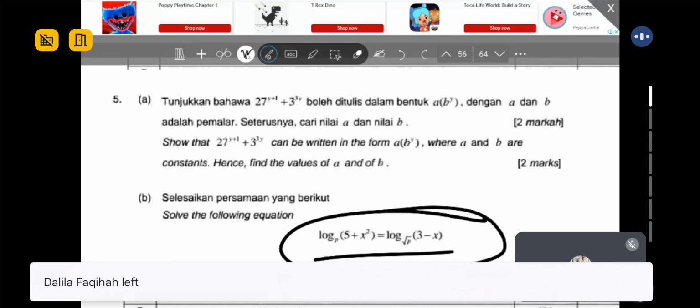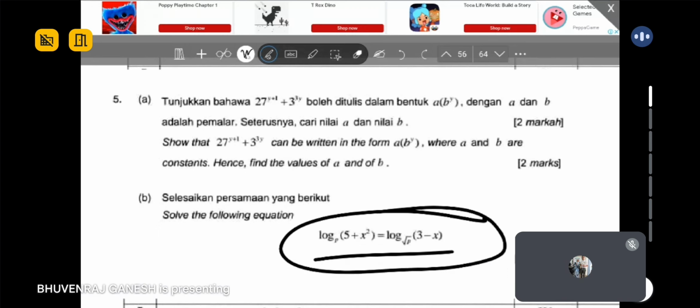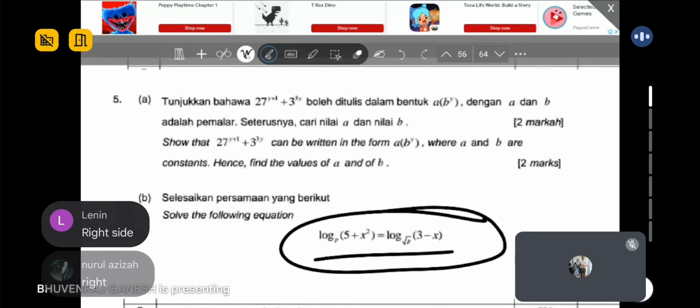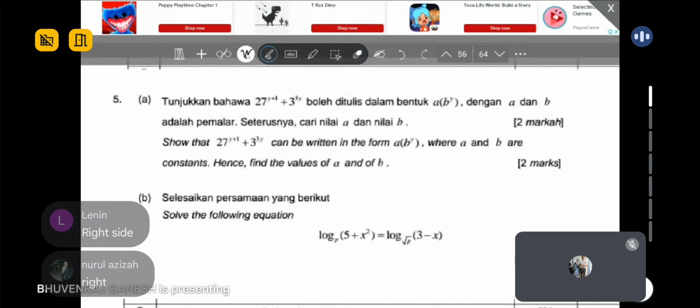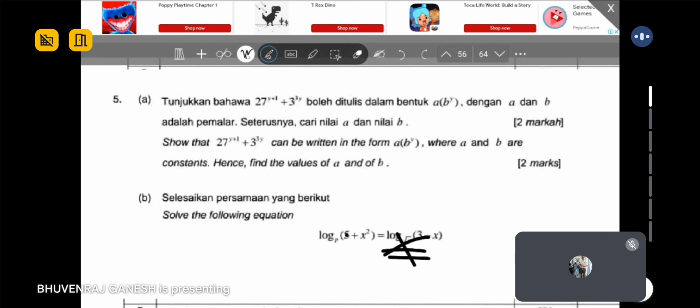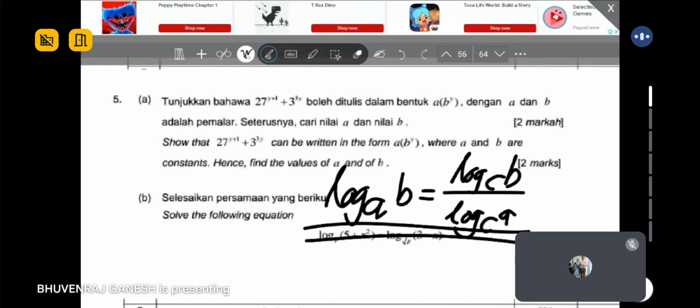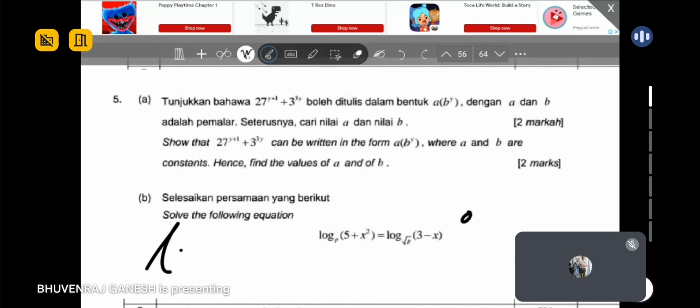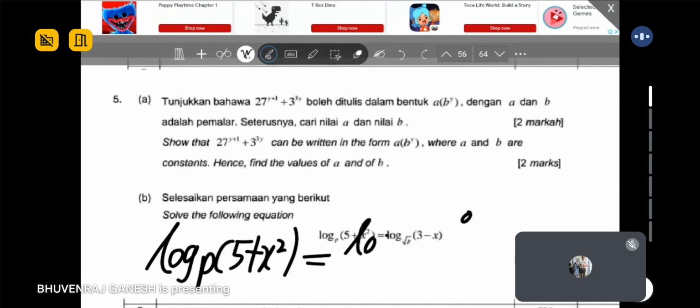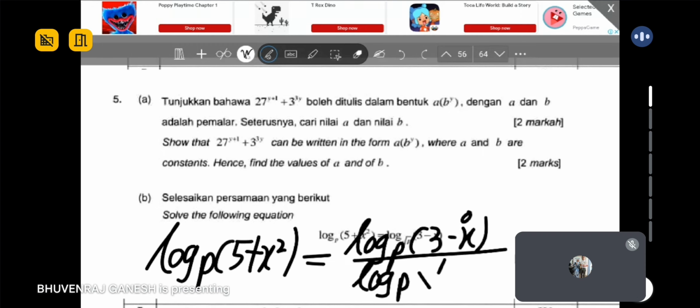So guys, kamu lihat kat sini. Apa asas yang kamu nak tukar kat sini? Which one do you want to change? Yes, of course, you will modify the right side. So can you see? Square root P. We don't want square root P. We want P. Kita nak asas P. So this one we have to use the law: log_a b equals log_c b over log_c a. Kamu tambah asas baru. Add new base. So this is the law. Kamu akan guna hukum yang ni. So you just change the base. So log_P (5 plus x) squared equals log_P (3 minus x) over log_P square root P.